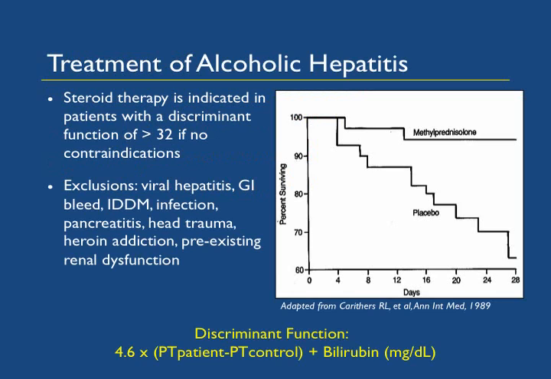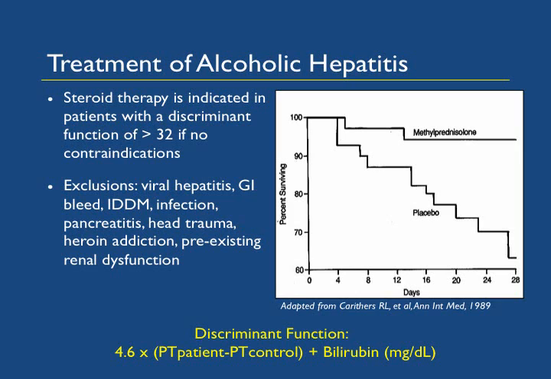In regards to treatment of alcoholic hepatitis with steroids, it is important to recognize that steroid therapy is only indicated for a subpopulation of patients with alcoholic hepatitis. In the early trials, these were always defined as patients with a discriminant function of greater than 32.